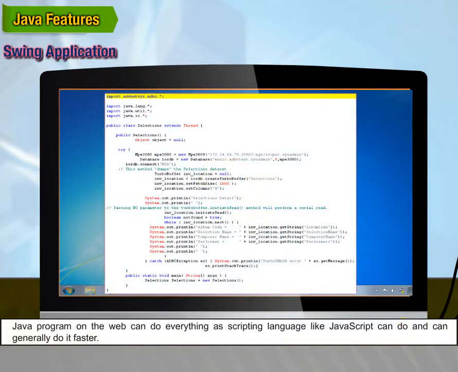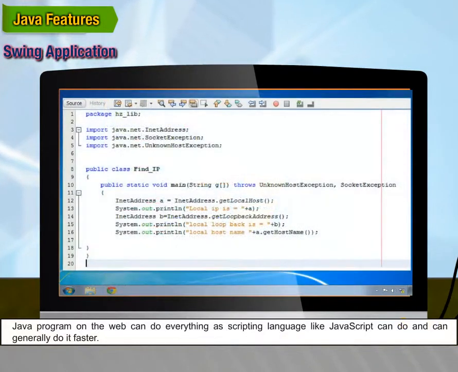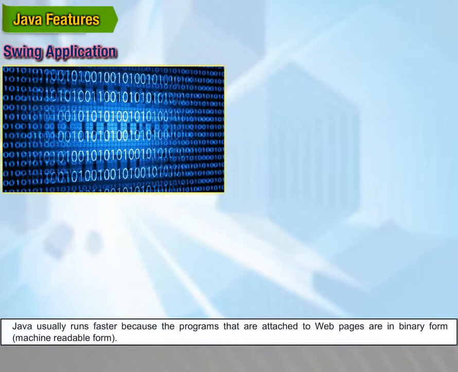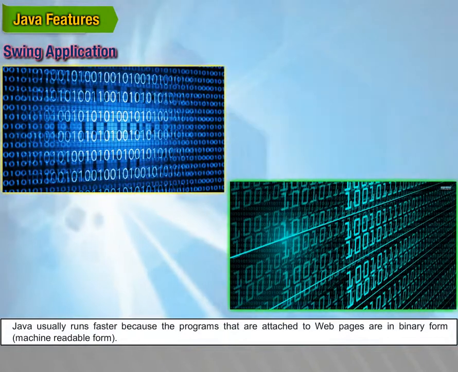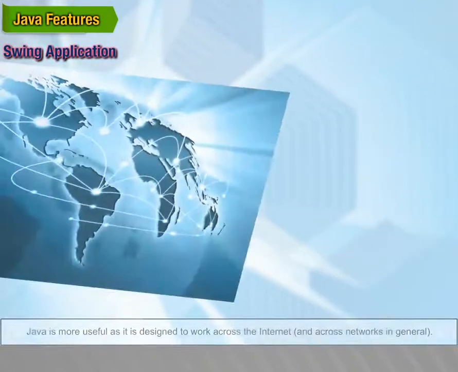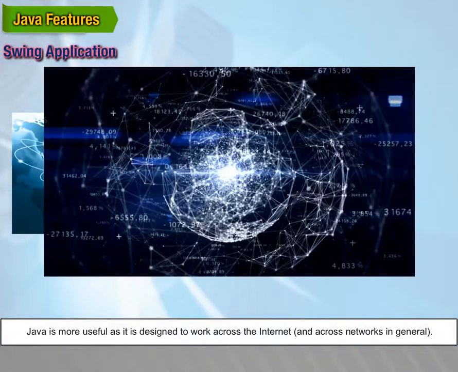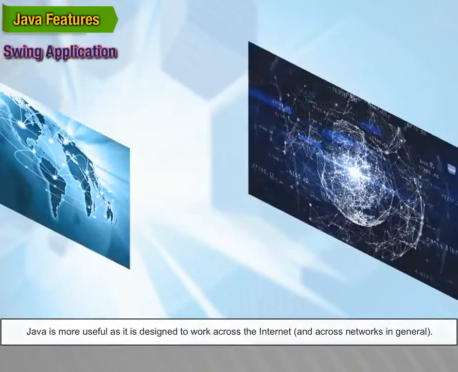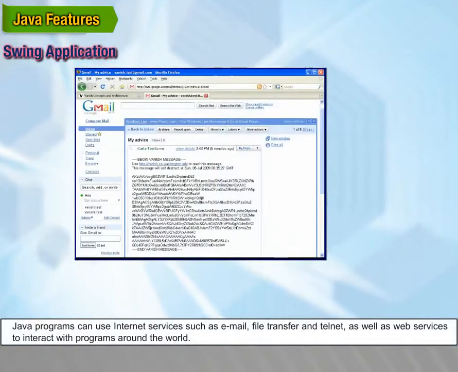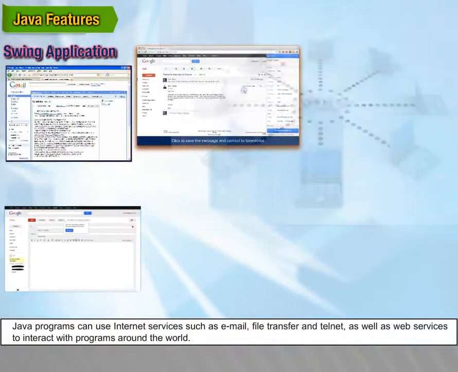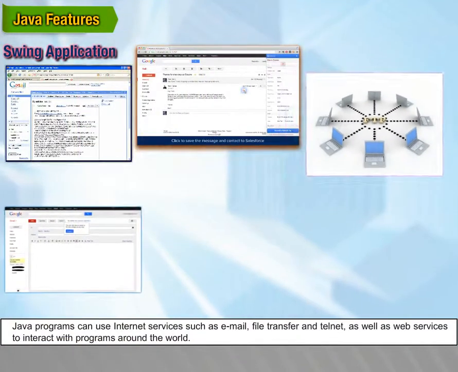A Java program on the web can do everything a scripting language like JavaScript can do, and can generally do it faster. Java usually runs faster because the programs that are attached to the web pages are in binary form, that is, machine-readable form. Java is more useful as it is designed to work across the internet and across networks in general. Java programs can use internet services such as email, file transfer, and telnet, as well as web services to interact with programs around the world.